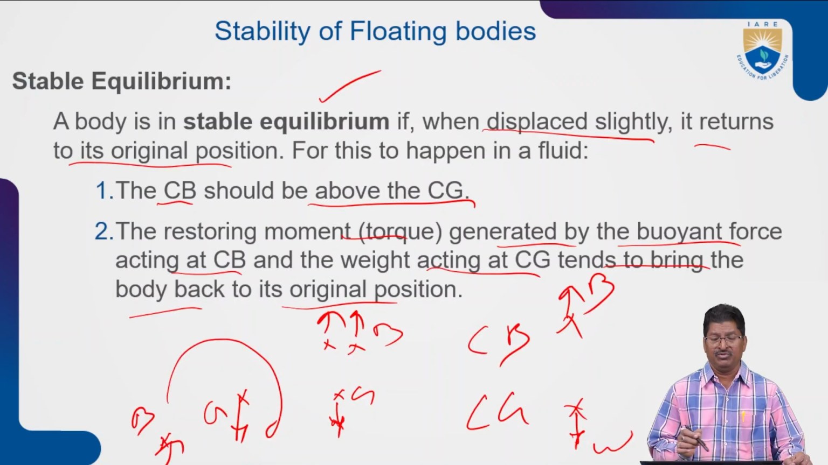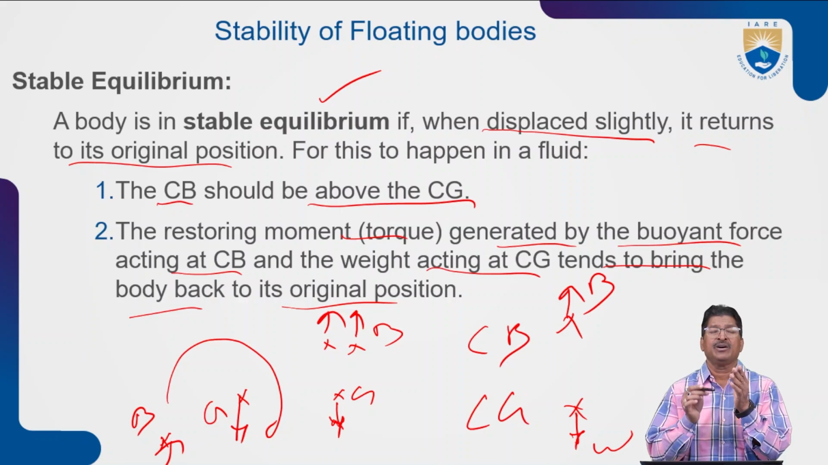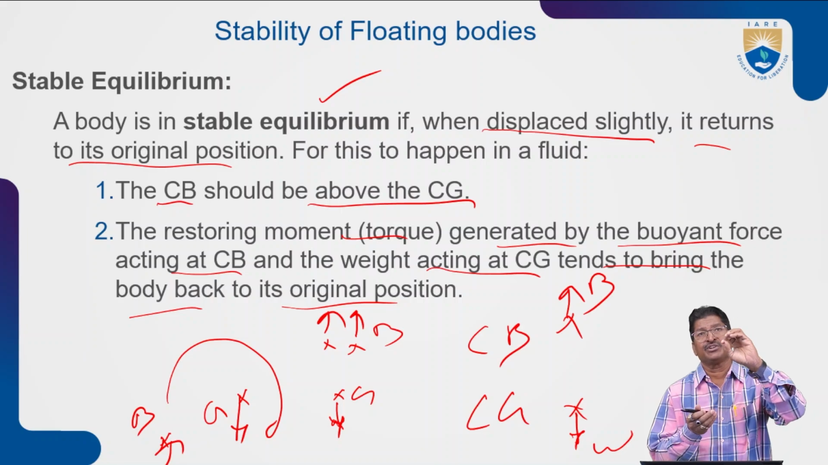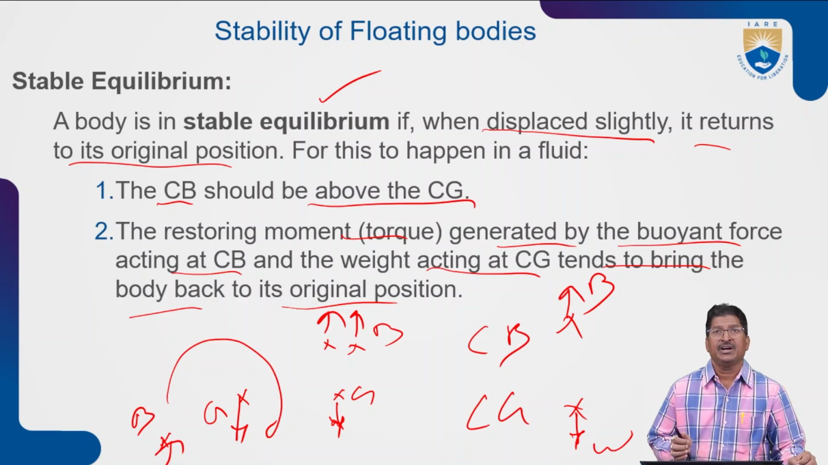Unstable equilibrium. If you want to put the object in a stable condition, two things are there. One is the center of gravity will be below the center of buoyancy. That means the center of buoyancy will act above the center of gravity, so that it will get a stable condition because of the righting moment. So the righting moment will bring it back to its original position. That is a stable equilibrium.